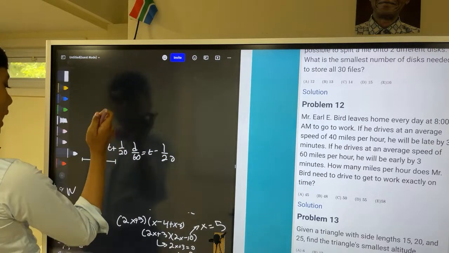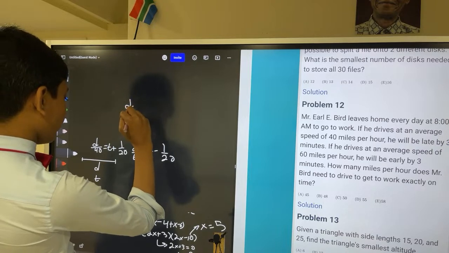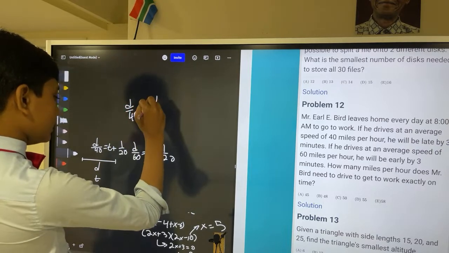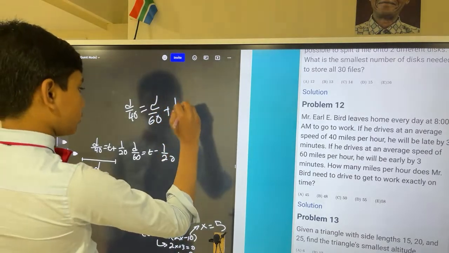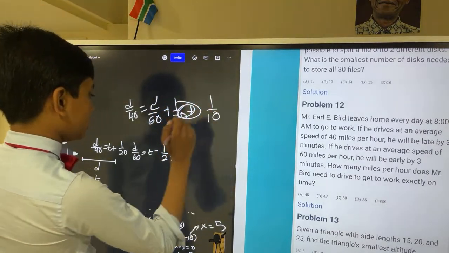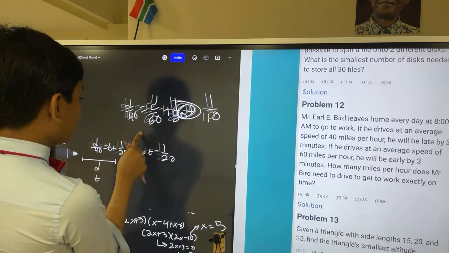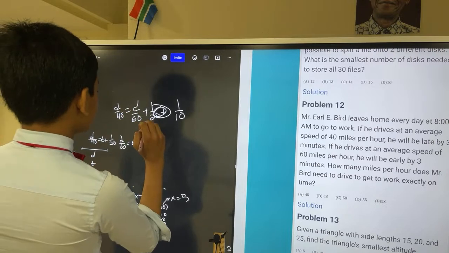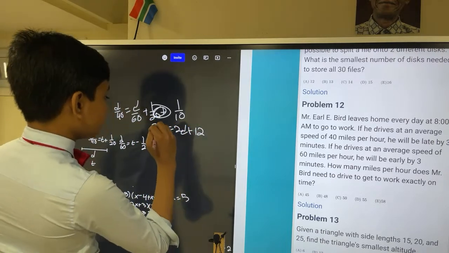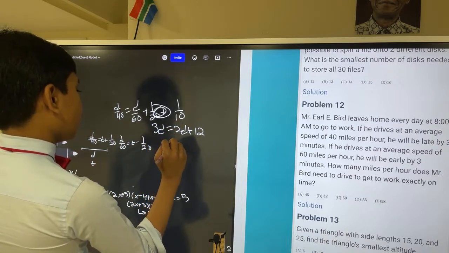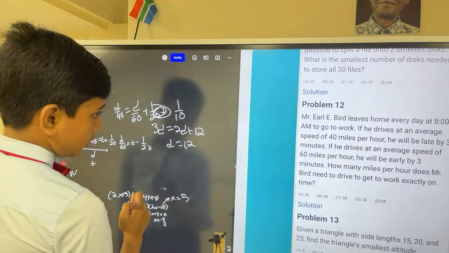So that means that once we combine them, D over 40 is equal to D over 60 plus 1 over 20 plus 1 over 20. So it becomes 1 over 10. 40, 60, 10. All you need to satisfy them is 120 once again. So 3D equals 2D plus 12. So he actually only needs to drive 12 miles to get to work. Thank goodness. Poor early bird.